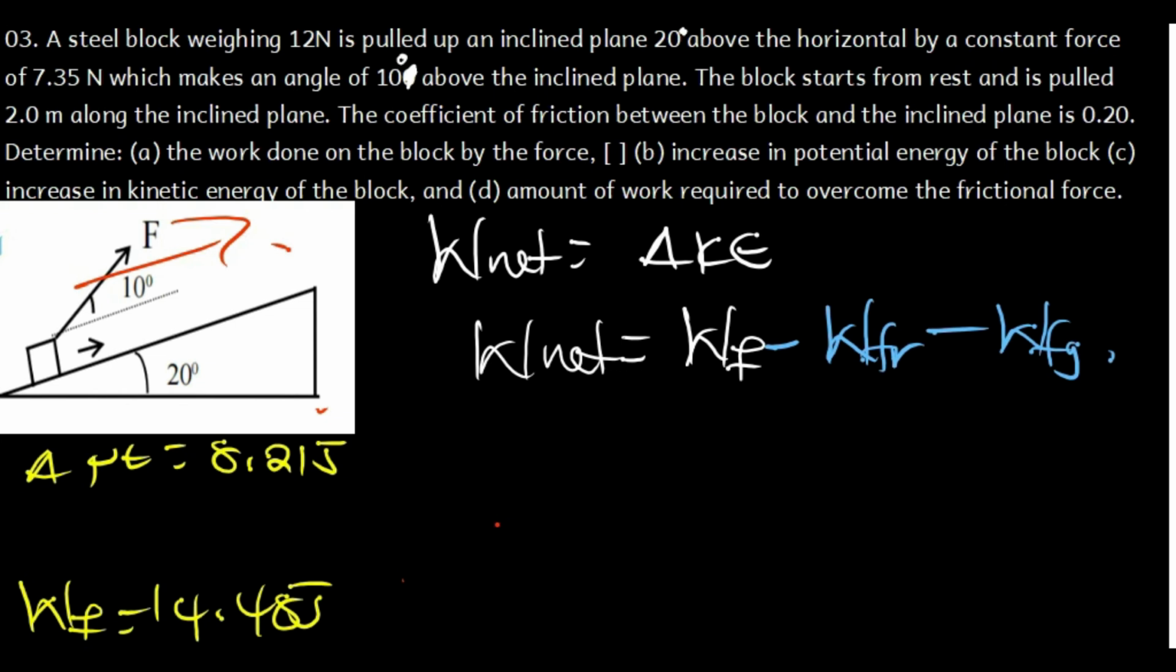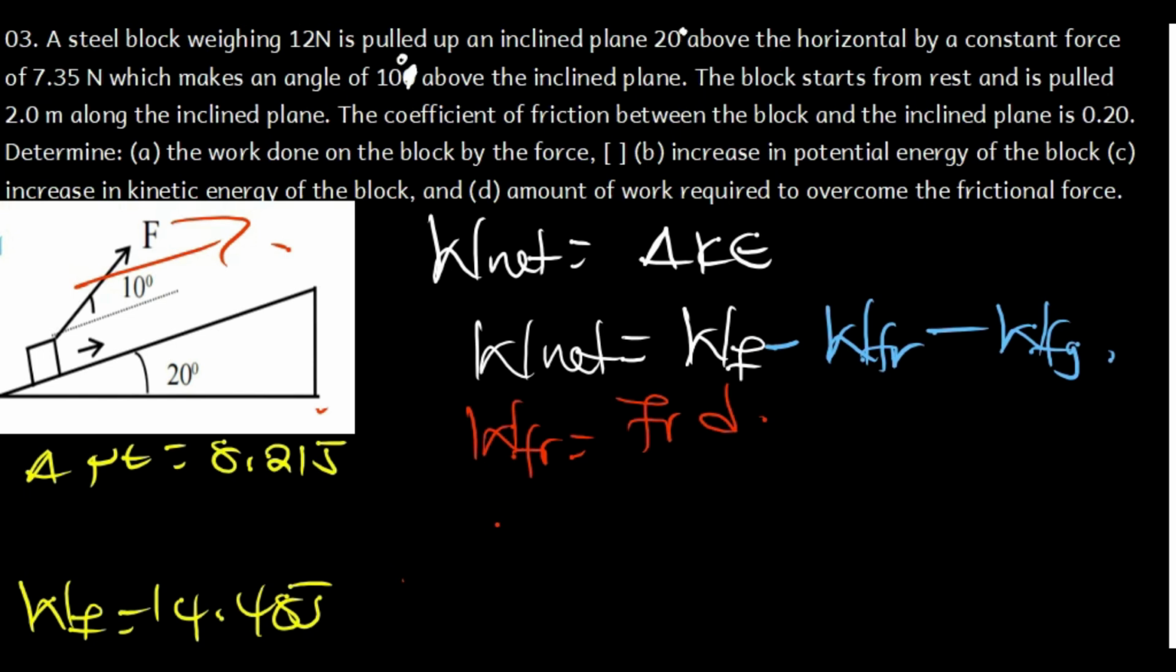Okay, so we have to find the work done by the force, which we have already found here, which is 14. Okay, so we're not going to find that again. Now let's find the work done by the friction force. The work done by the friction force is going to be the force itself times the displacement.